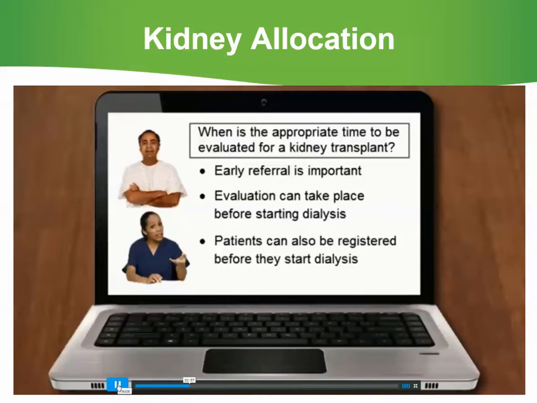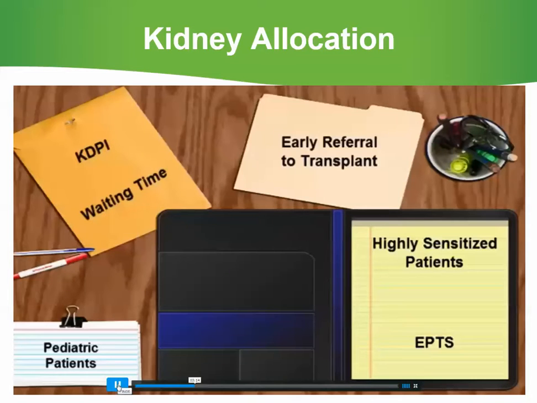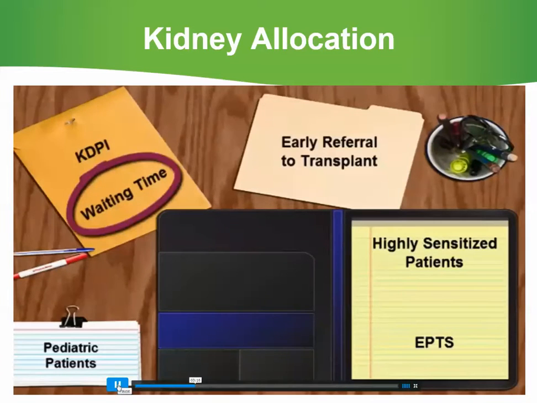Patients can even be registered for a transplant before they start dialysis and may qualify for waiting time points based on kidney function tests such as glomerular filtration rate, also known as GFR, or creatinine clearance. So being on dialysis is not the only way to qualify for waiting time points. Let's take a look at the importance of waiting time.